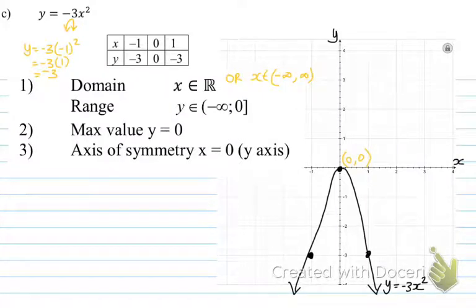Then the range is from -infinity to 0, because here's -infinity, there I'll have a graph, up to 0. 0 is included. This graph has a maximum value, not a minimum value, because it has a turning point there, and it doesn't have any minimum value because it goes on down to negative infinity. Okay, so the maximum value is at y is equal to 0, and the axis of symmetry is the same. It's the y-axis, or the line x is equal to 0.